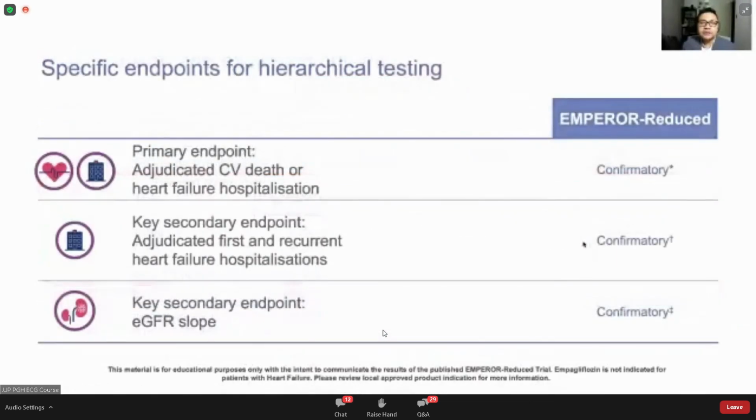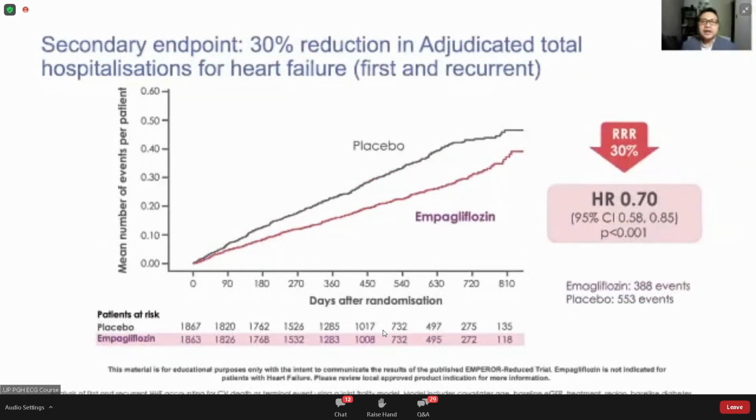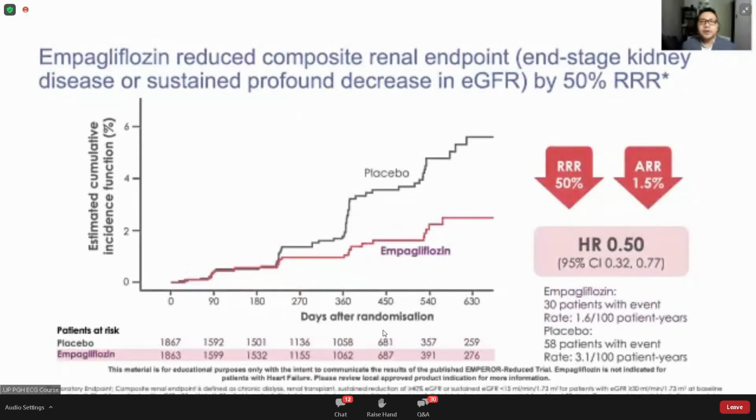So what are the results? But before that, these are the hierarchical testing that will be checked or confirmed for the EMPEROR-Reduced study. For the primary endpoint of adjudicated CV death or hospitalization for heart failure, it has shown a 25% relative risk reduction with a number needed to treat of 19. The secondary endpoint of hospitalization for heart failure, whether first and recurrent, provided a 30% relative risk reduction. And the secondary endpoint, which is a composite renal endpoint, was reduced by 50%.